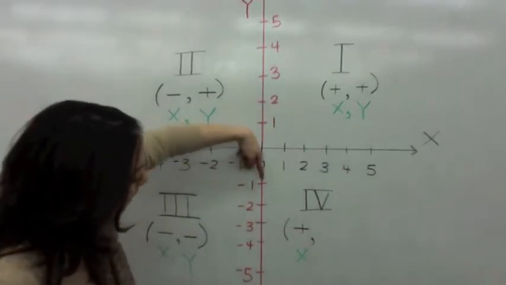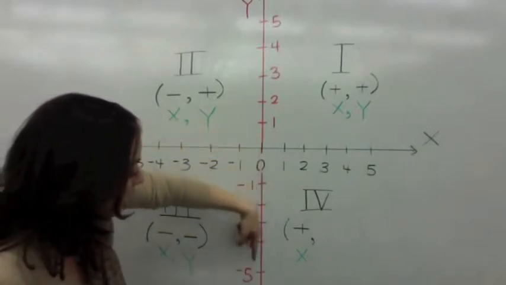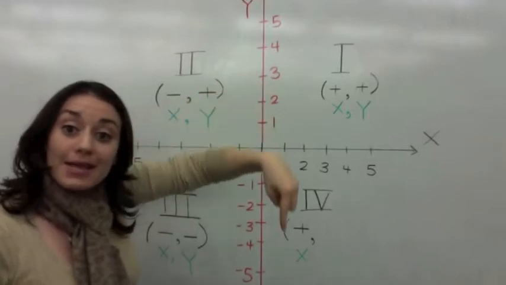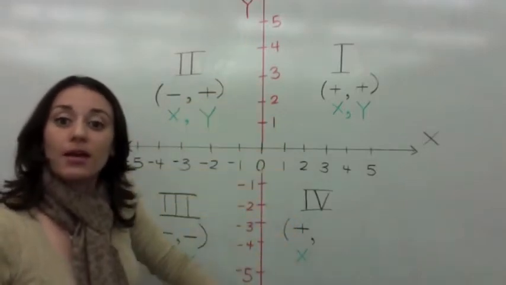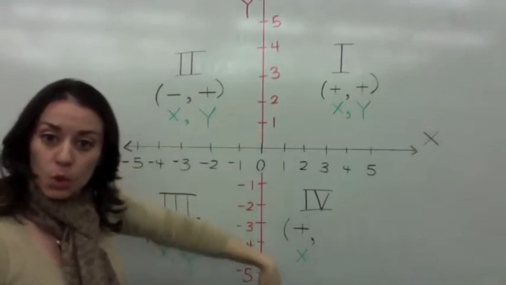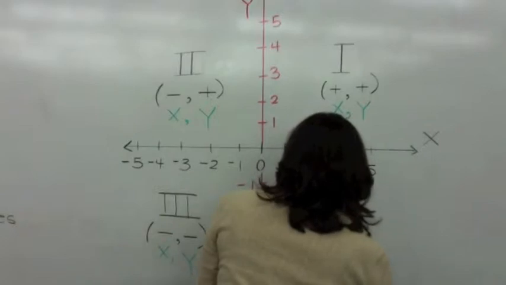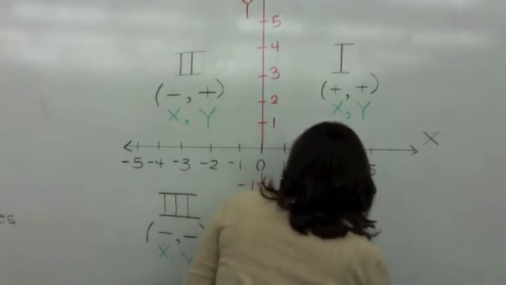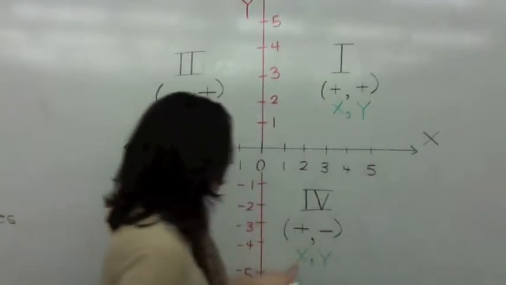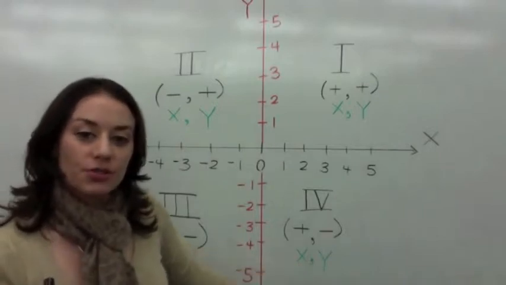Then you look right here at the y-axis. And here the y's go down. So that means that they are what? Positive or negative? Negative. Thank you. So, knowing the quadrants will help you to graph coordinate pairs.